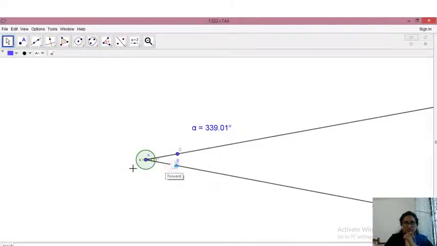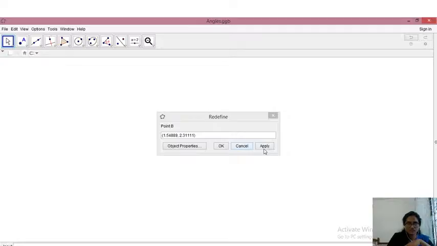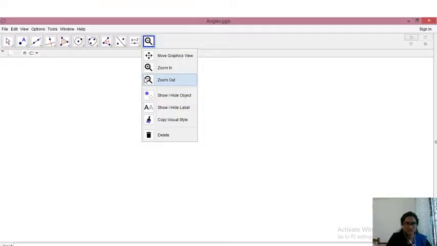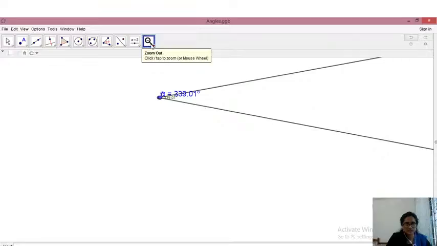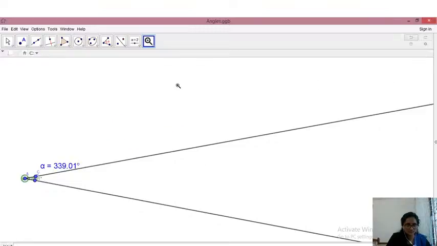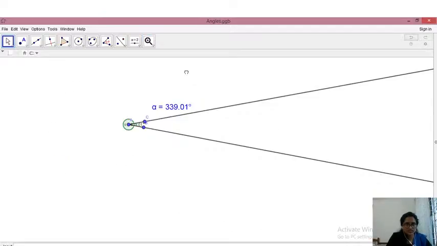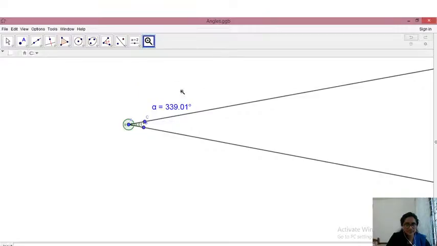Okay, by that time let's talk about angles. So here there is a point A, that is the vertex, and from A two rays are going. Okay, so two rays are there.